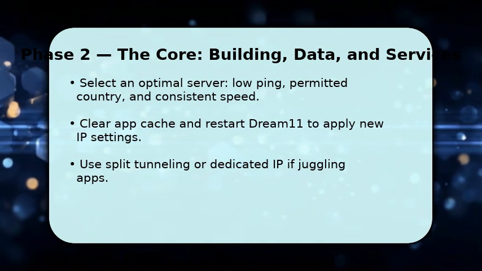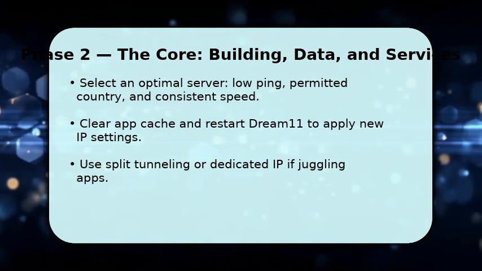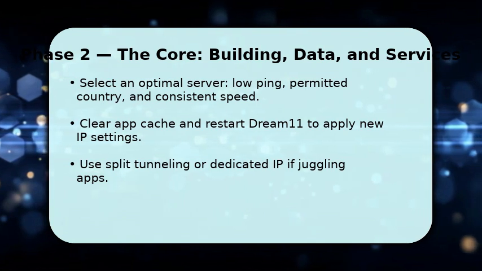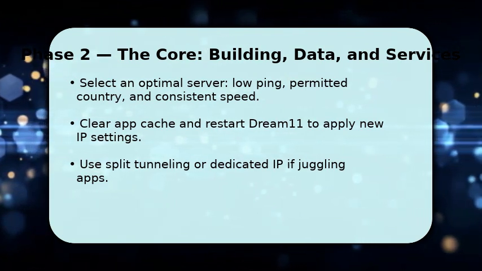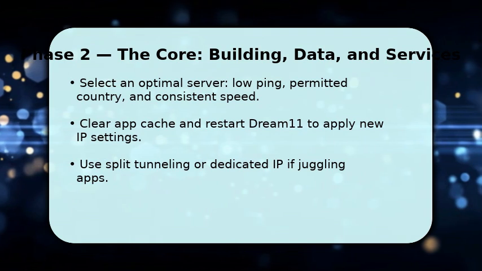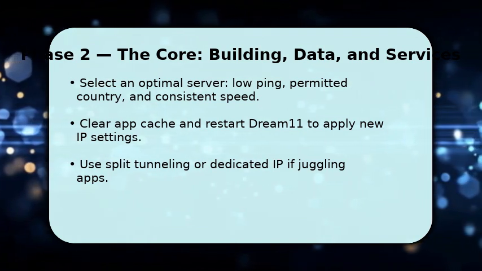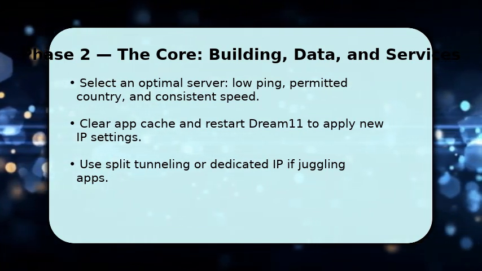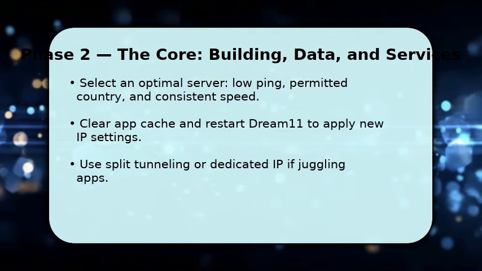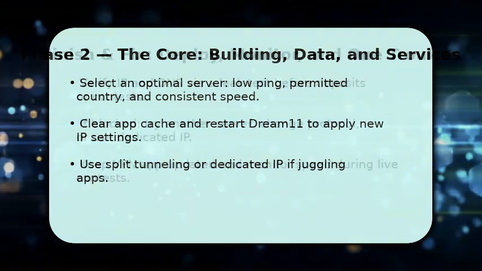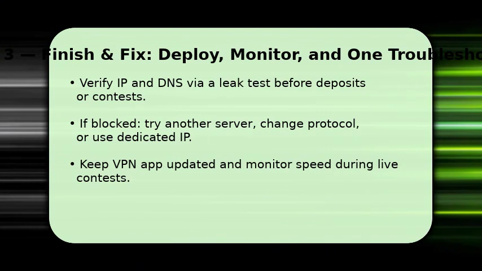If you use multiple apps, enable split tunneling to route only Dream11 through the VPN or use a dedicated IP for stability. Make sure location services are off or match the VPN region. This prevents mismatched signals. Finish by verifying your IP and DNS with a leak test so Dream11 sees the VPN region. Do this before making deposits or joining contests.